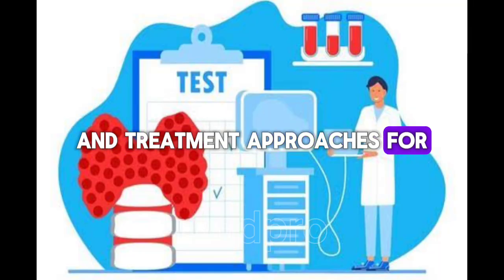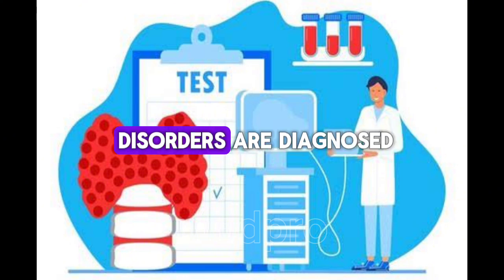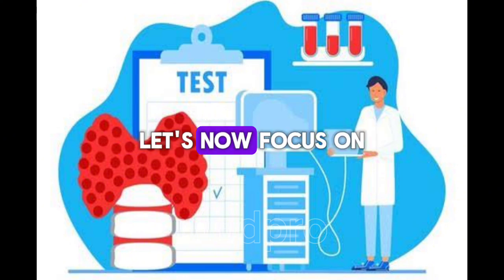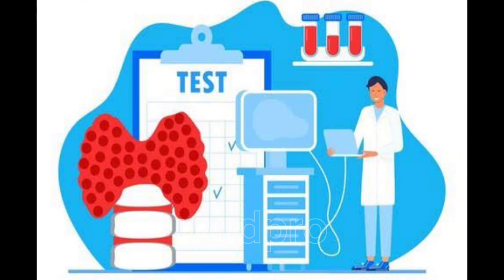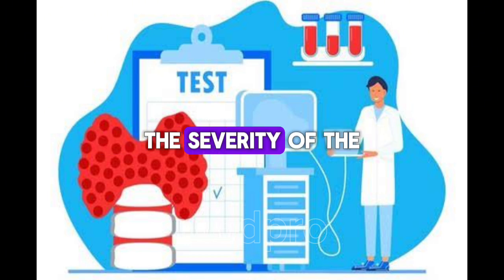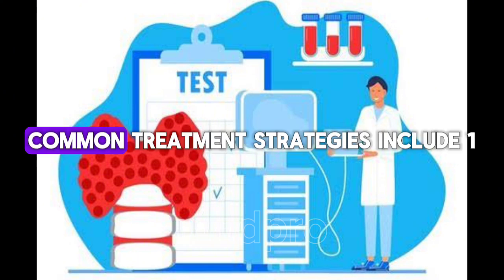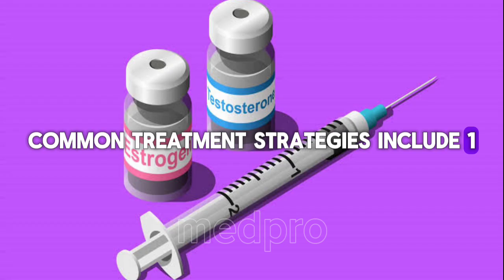Treatment approaches for endocrine disorders. Having discussed how endocrine disorders are diagnosed, let's now focus on the treatment approaches. Treatment varies depending on the specific disorder, the severity of the condition, and the overall health of the patient. Common treatment strategies include: 1.